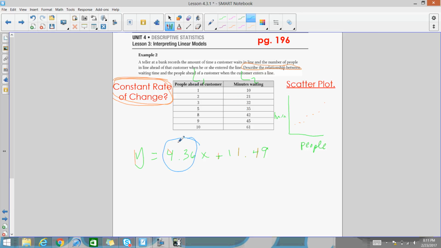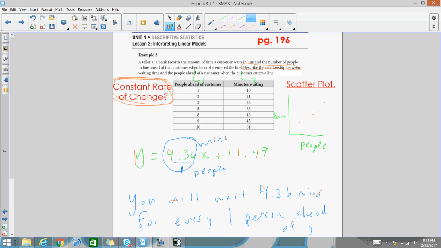Well, that is your constant rate of change. 4.36 over 1 means 4.36, and this is your rise over run. So it's going to be minutes over people. So what it means is you will wait 4.36 minutes for every one person ahead of you. That's your waiting time. All right. You will wait 4.36 minutes for every person who's ahead of you.